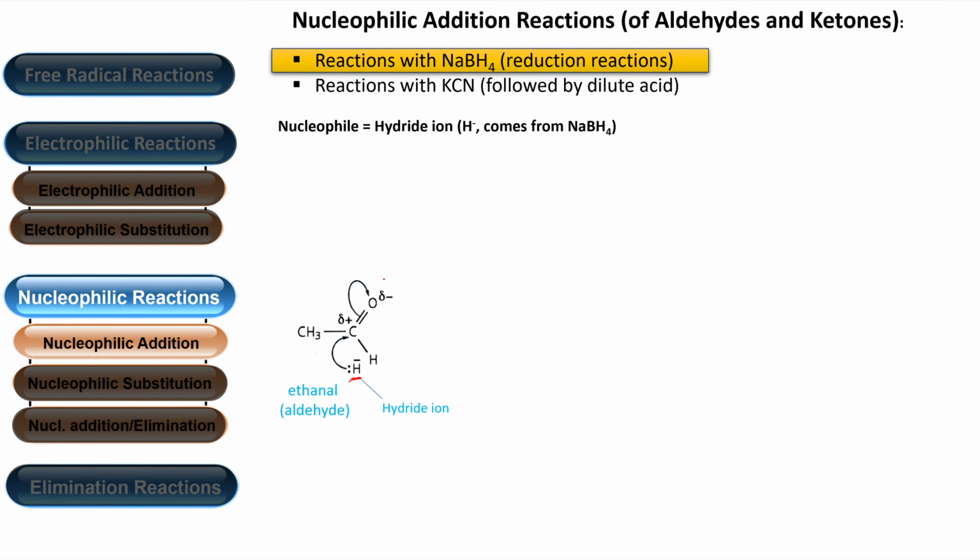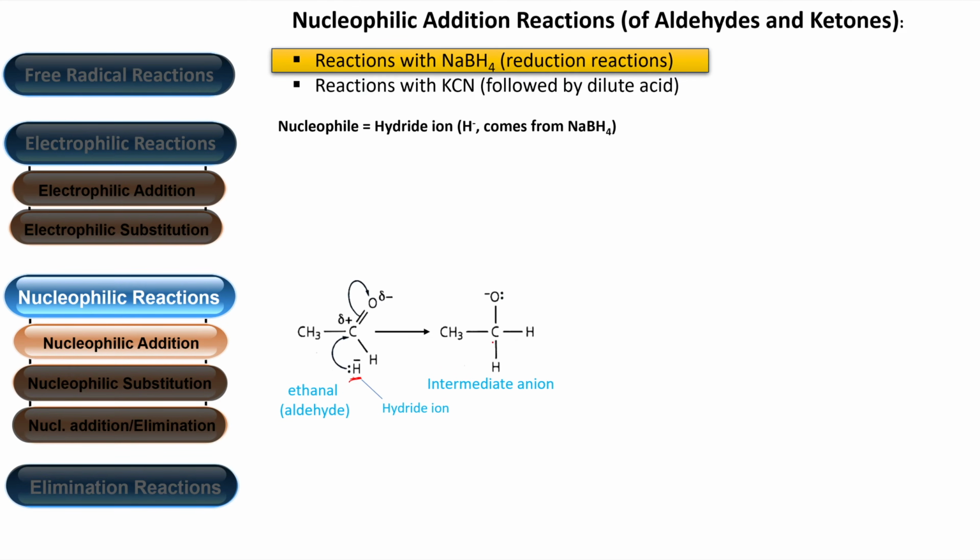The ethanal has a carbonyl group, and the carbonyl group is polarized. That means the carbon carries a partial positive charge and the oxygen carries a partial negative charge. The hydride ion has a pair of electrons. It donates its pair of electrons to the carbon and makes a bond with the carbon. So you put a curly arrow from the pair of electrons to the carbon, and then you put a curly arrow from the double bond to the oxygen.